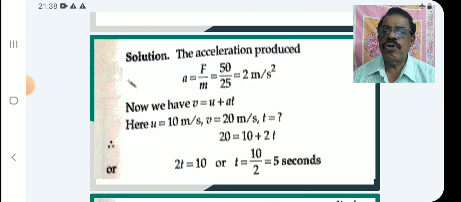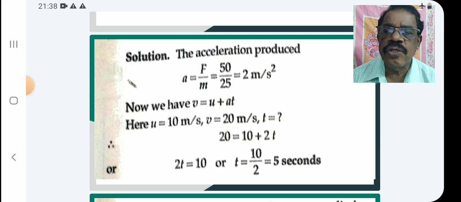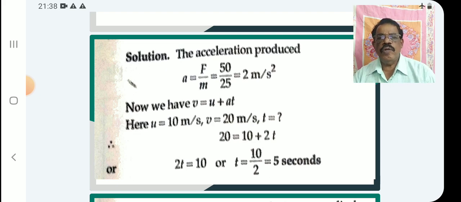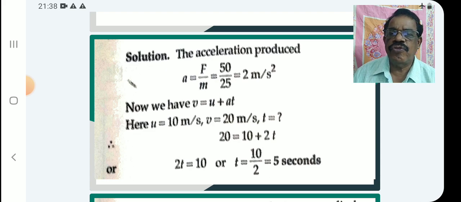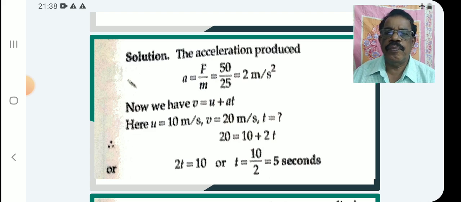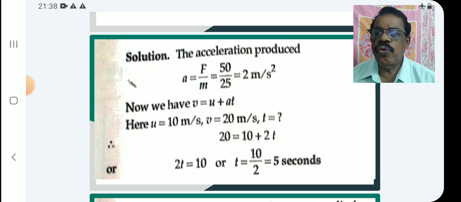The acceleration produced a is F by m, that is 50 by 25, 2 meter per second square. And we have the velocity equation, final velocity equation, v is equal to u plus at. Here u is 10 meter per second.